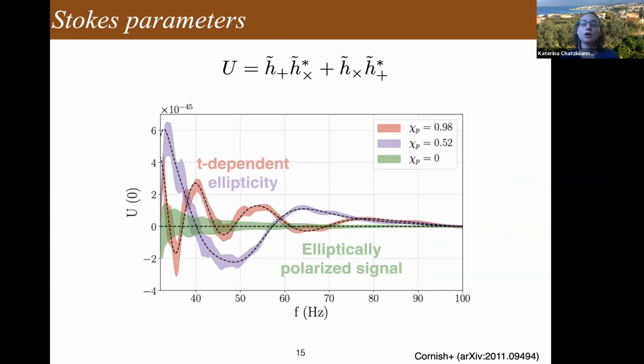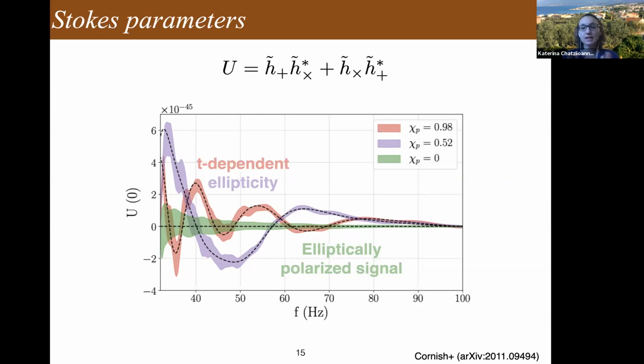So here's an example of the so-called U-Stokes parameter, which is a combination of the plus and the cross polarizations of the signal. And you see a plot here of the Stokes parameter as a function of frequency, for different kinds of signals. The dashed lines are the true value for a simulated signal, and the shaded colored regions are what we extract for it.